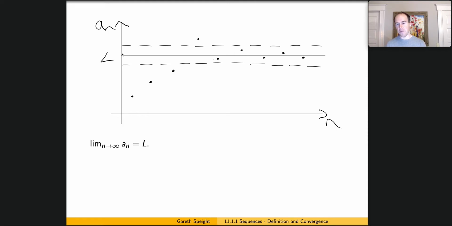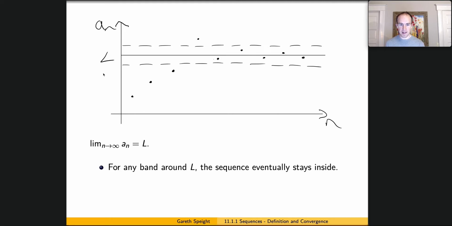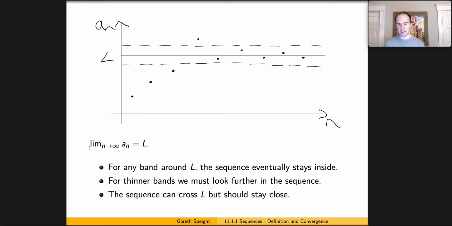So however thin and narrow a band I draw around L, eventually the sequence should stay inside there. So if you imagine some tiny, tiny band around L that you can't even see, it would be so small. Eventually, for the limit to be L, the sequence should get inside there and stay inside there. So that's the definition of the limit. So as I pretty much said, for any band around L, the sequence eventually is going to stay inside. If I take thinner bands, I can take it as thin as I like, but then I have to look further along in the sequence for the sequence to be inside.